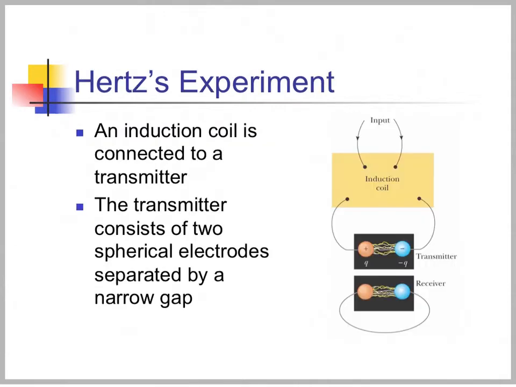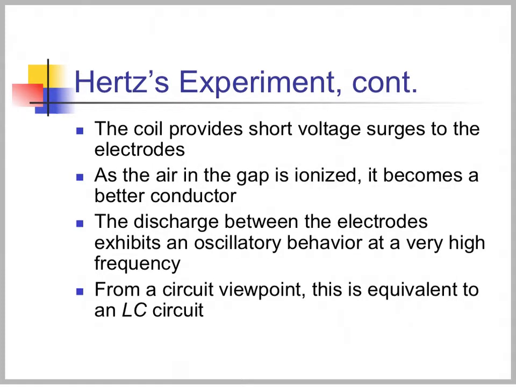Hertz's experiment used an induction coil connected to a transmitter. The transmitter consisted of two spherical electrodes separated by a narrow gap. The coil provided short voltage surges to the electrodes, and sparks would go across. As the air in the gap is ionized, it becomes a better conductor. The discharge between the electrodes exhibited an oscillatory behavior at very high frequencies. And from a circuit viewpoint, that was equivalent to an LC circuit.